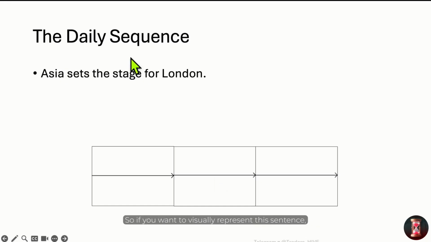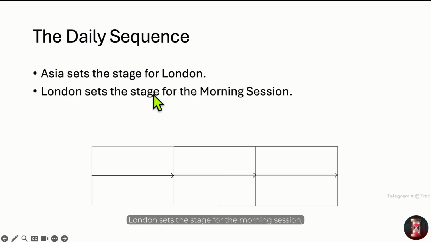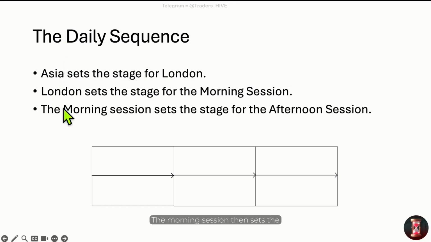So if you want to physically represent this sentence, it would mean, this is the Asia session, this is the London session. London sets the stage for the morning session, meaning how London delivers has a great impact on how the morning session is likely going to deliver. If we would then, again, place in this schematic these sentences so far, you would see Asia right here, London, New York morning. Don't worry, I will show you soon all the schematics which I use on a day-by-day basis. The morning session then sets the stage for the afternoon session.